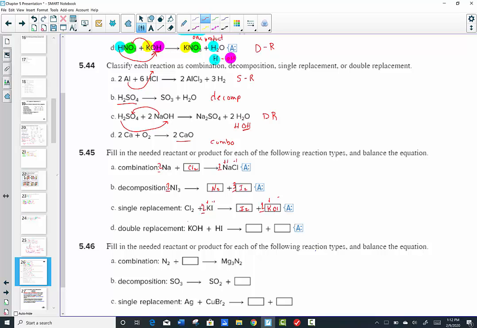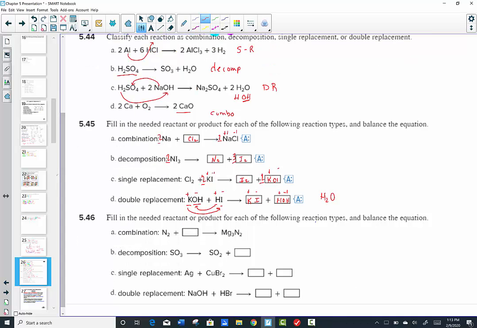And a double replacement, potassium hydroxide plus hydrogen iodide. K goes to I, H goes to OH. So the first product would be potassium iodide, and H goes to OH. You can write water as HOH. And know if you were typing that in to your homework site, that would go in as H2O. But I like to balance the equation with HOH. All right, I'm going to keep going.